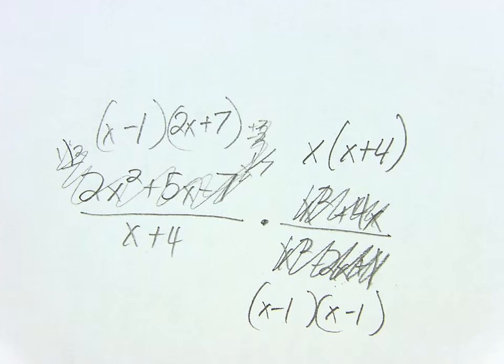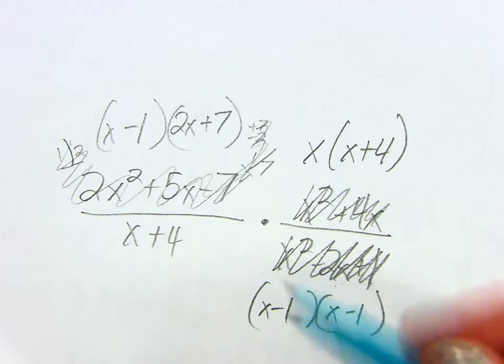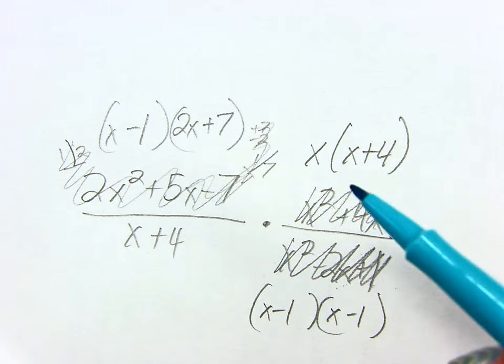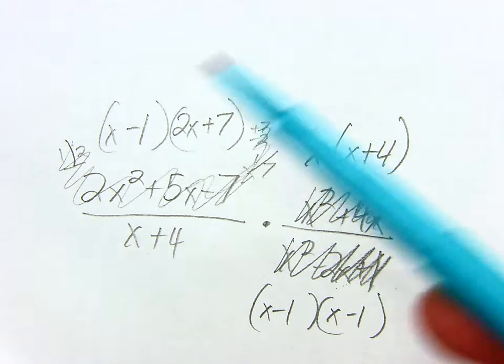I'm trying to think of a rhyme with cancel. I don't know. Well, whatever. I'll just keep calling it Cancel Town. Let's go to Cancel Town. Look, I got a new colored marker.